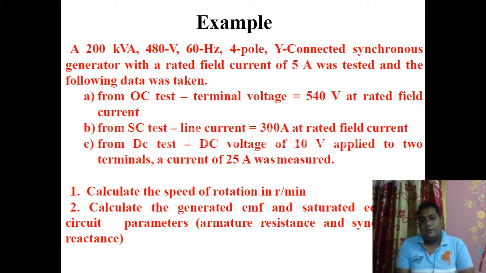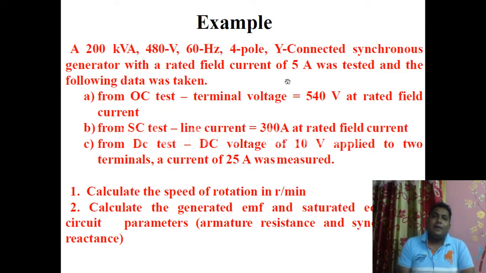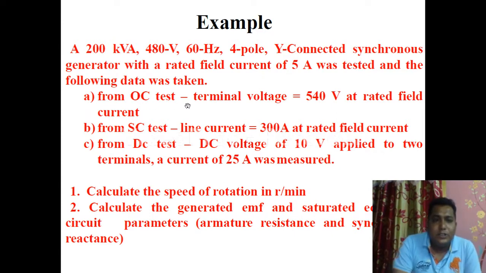From the open circuit test, follow my pointer, this 5 ampere is the rated field current, and with respect to that rated field current, we have got some voltage from the OCC test, and from the short circuit test we have got some short circuit current value. So from the OC test, the terminal voltage is 540 volt at the rated field current of 5 ampere. From the SC test, the line current is 300 ampere at that same rated field current. And from the DC resistance test, 10 volt DC is applied to the terminal, and a current of 25 ampere was measured.